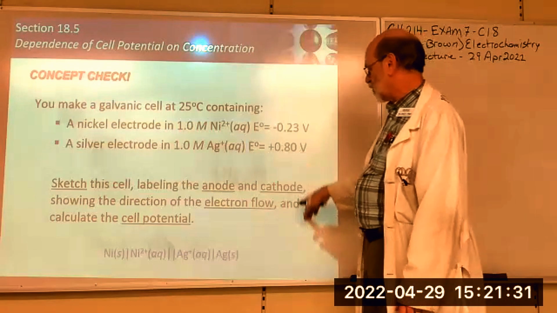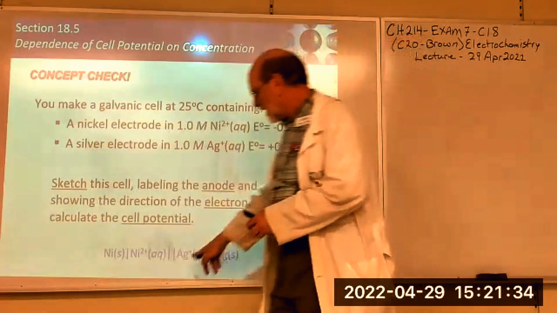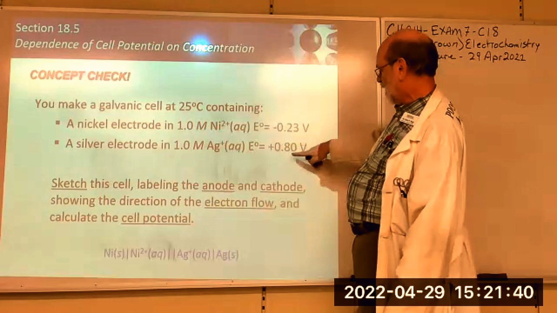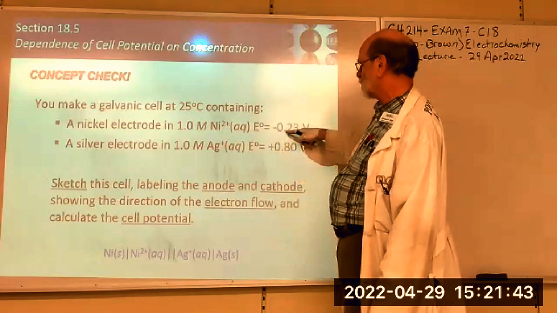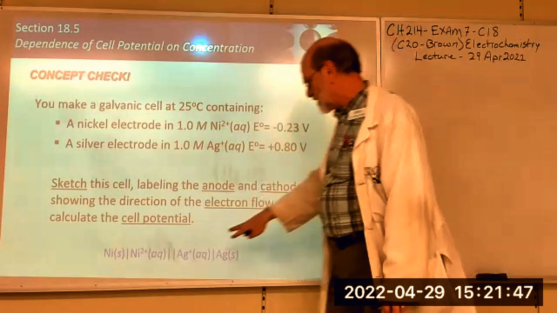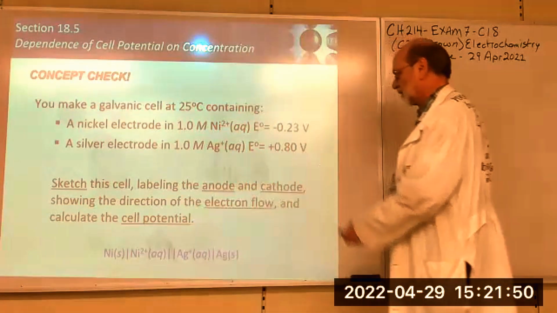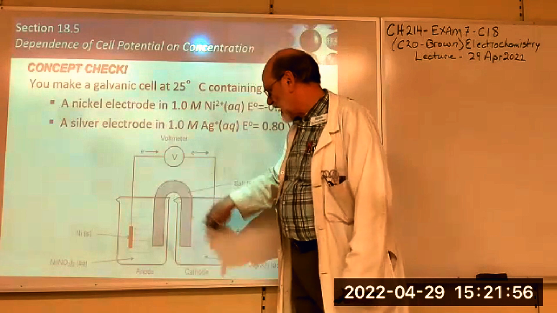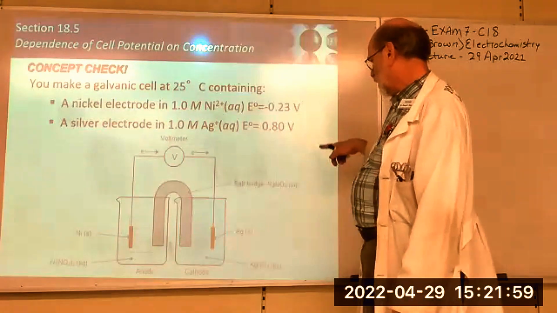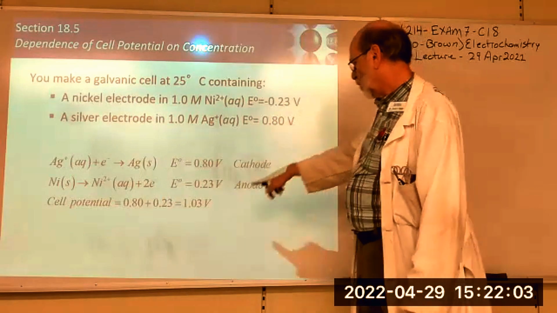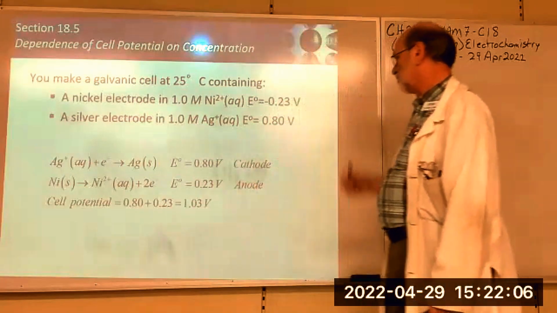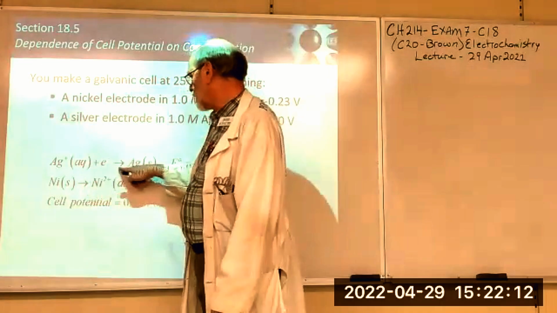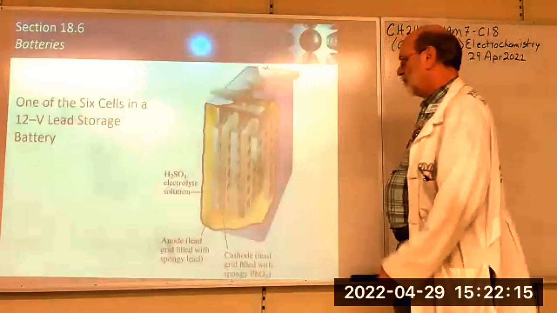This is the line notation. So we have to decide, is this really the anode? Is the nickel being oxidized? Well, let's see. If we make this one negative as the anode, that won't work. So this one has to be flipped. All right, so that's right. This is the anode, this is the cathode. And the total voltage will be 1.03 volts. With 2 electrons. We have to multiply this one by 2. 2 electrons moving.